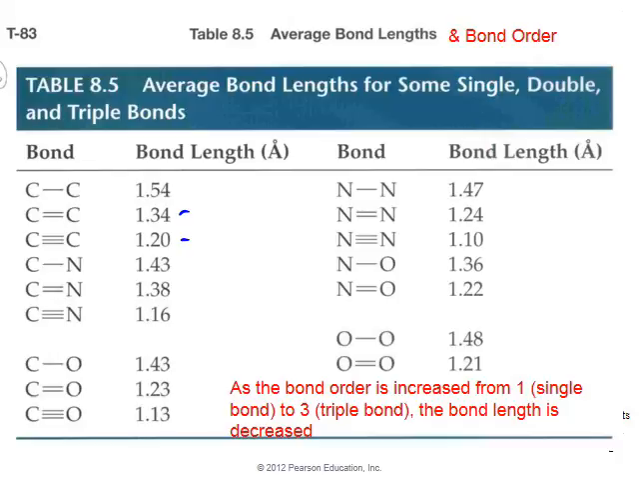So keep this in mind as the bond order. We call this bond order. That means from single bond to double bond to triple bond, bond order is increased, bond length is decreased, but bond energies are increased. That means you need to apply a higher amount of energy to break a double bond or triple bond compared to a single bond.